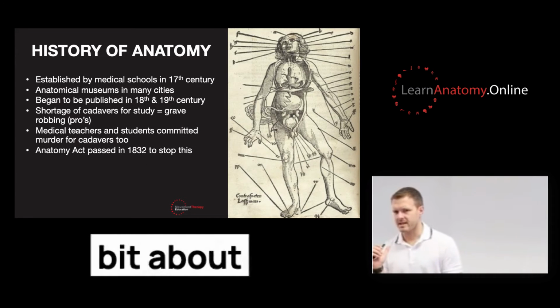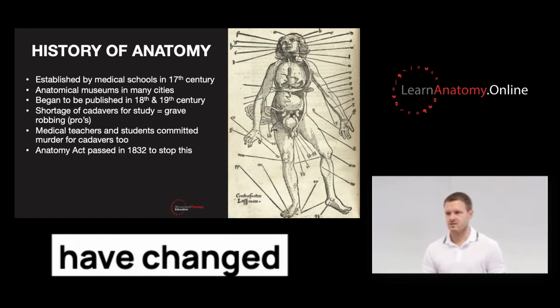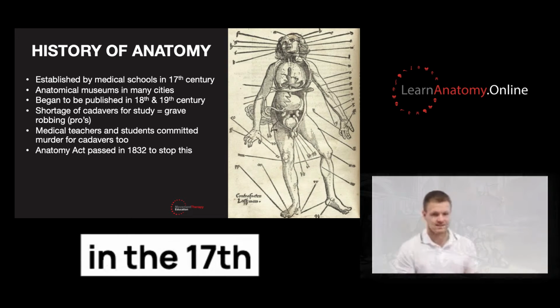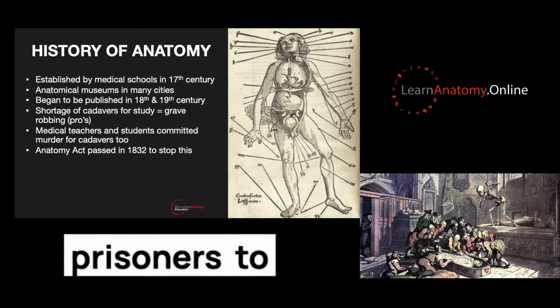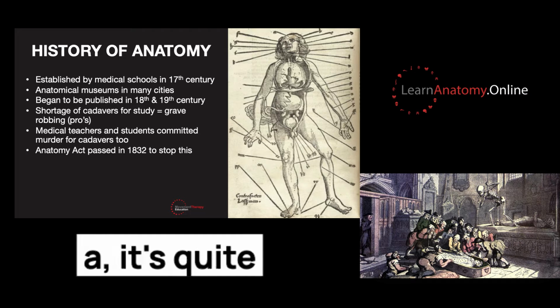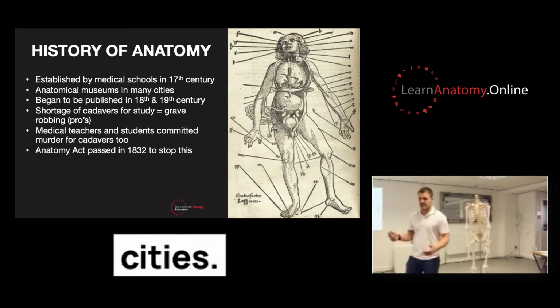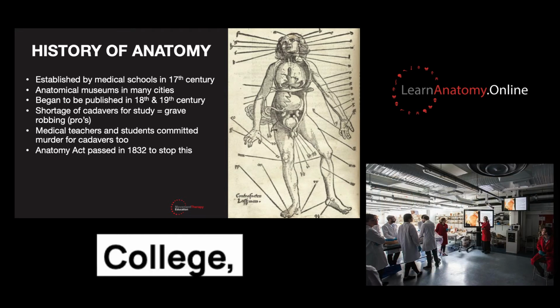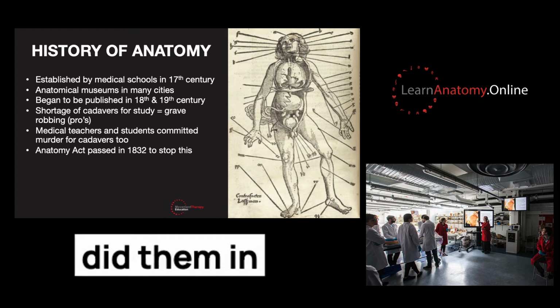Just going to talk a little bit about the history of anatomy, where it all came from, because things obviously have changed over the years. If you have a look here, it was started in the 17th century, and they used to kill people, basically, or use prisoners to practice their anatomy on. So it's quite interesting. There's loads of anatomical museums in loads of different cities. London's no exception. We do quite a lot of cadaveric work in King's College London, and we did some dissections there. Last time I did them was in December.